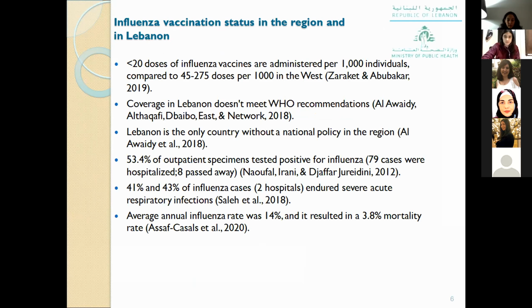What is the status in the region and in Lebanon? One study stated that less than 20 doses of influenza vaccines are administered per 1,000 individuals, compared to 45 to 275 doses per 1,000 in the West. In Lebanon, the coverage of influenza vaccination does not meet the WHO recommendations. In fact, Lebanon is the only country without a policy about it.